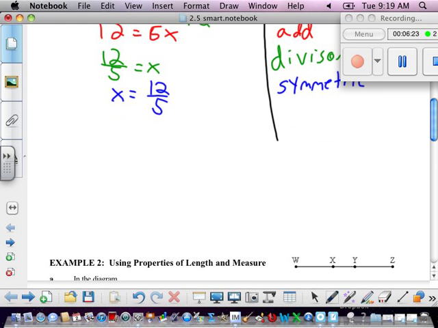Okay, so the first thing is we've got 2x plus 3 equals 7x, and that's our given. So our first step should be to do what? Yes, Quentin? Subtract 2x. Oh, you got it. Yeah.